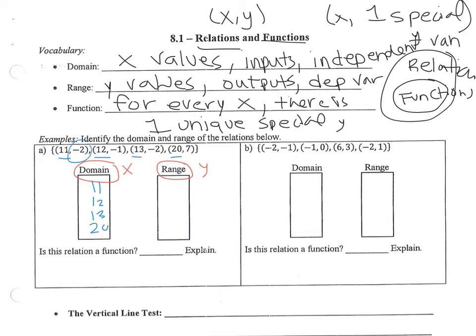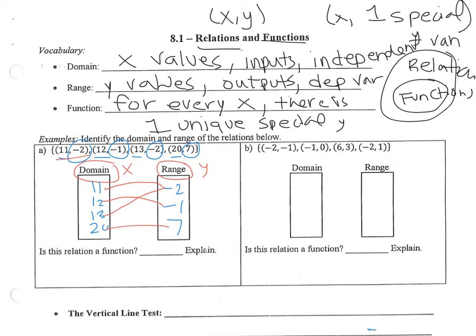And then we're going to list the y's. I see a -2, a -1, and a 7. Now, I don't need to write -2 twice. I only write it once right here. And a mapping is going to show the connections between what does 11 match up with? Well, 11 matches up with -2. 12 matches up with -1. 13 matches up with -2, and 20 matches up with 7.